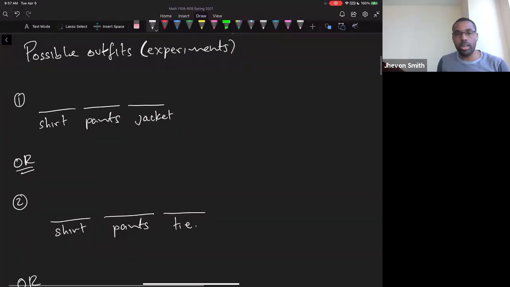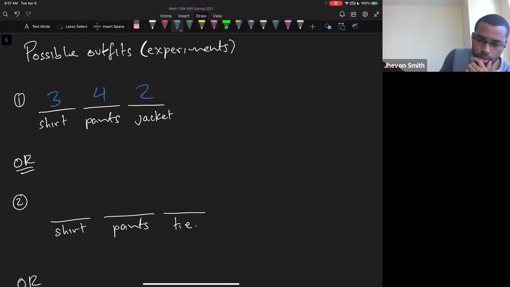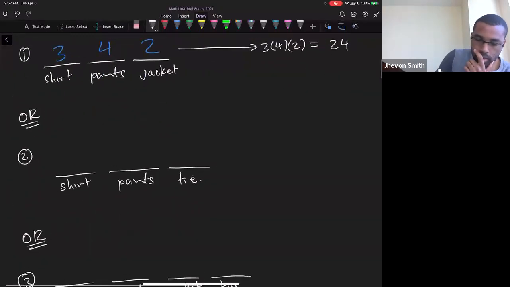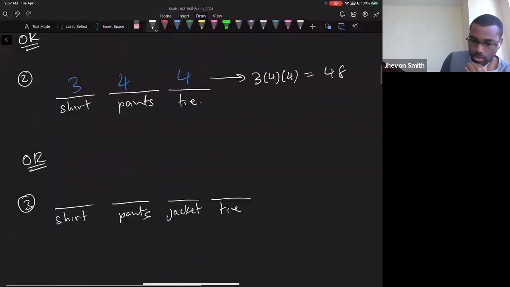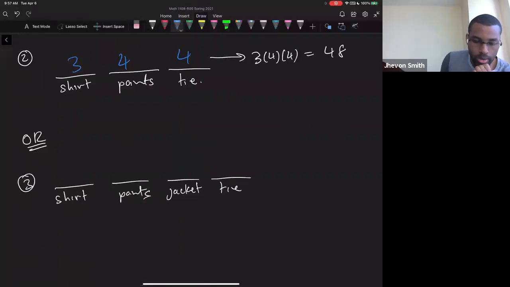Okay. So yeah, as you mentioned here, you would choose the choices. So for shirts, we had three choices. For pants, we had four choices. For jackets, we have two choices, right? So this would be three times four times two. And that's 24, 12 times two. You move down to shirt, pants, and tie. That'll be three, four, and four. It's three times four times four. So that's 12 times four. That's 48 possible outfits here. Move down here. You'd have three, four, two jackets, four ties. So that would be three, four, two, four equals 96, I think.